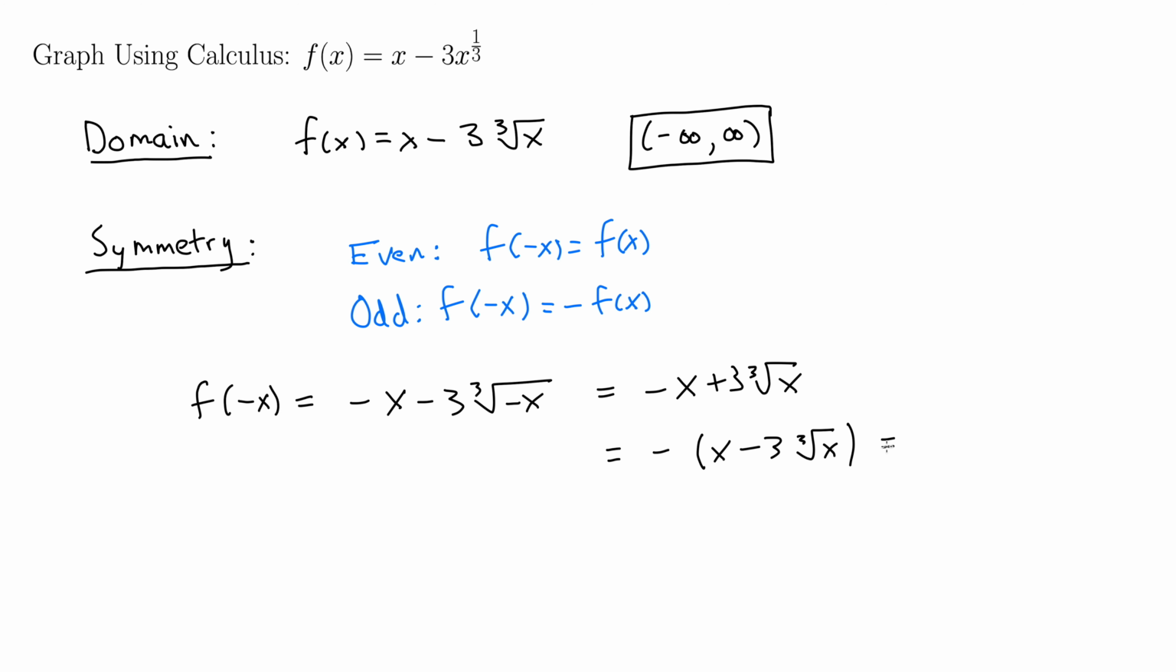But note that this is exactly our function again. This is f of x. So this whole thing is negative f of x. So that tells us that our function is indeed odd.